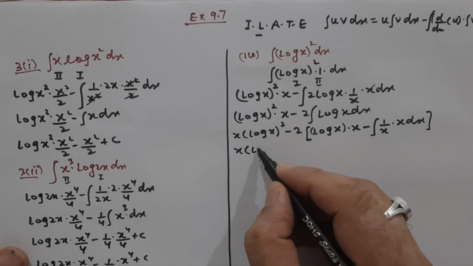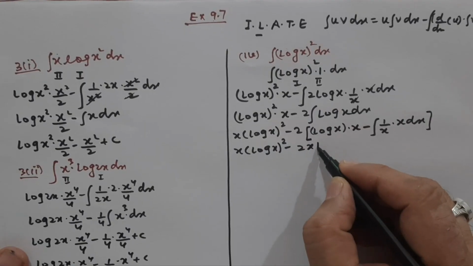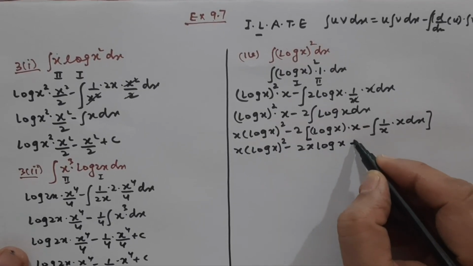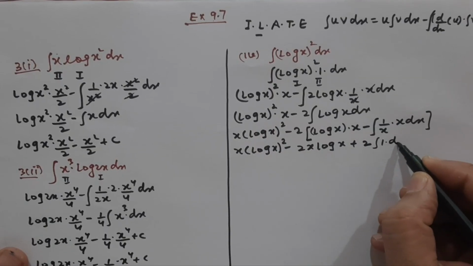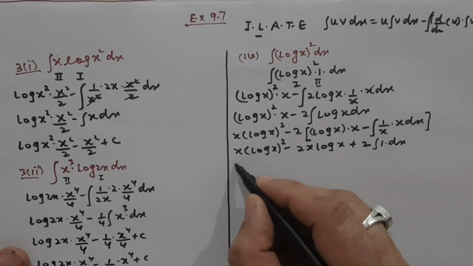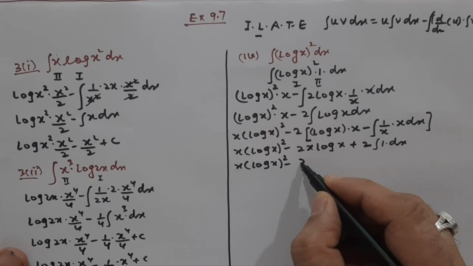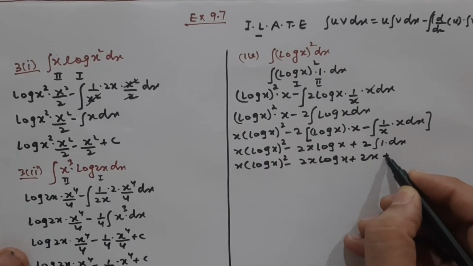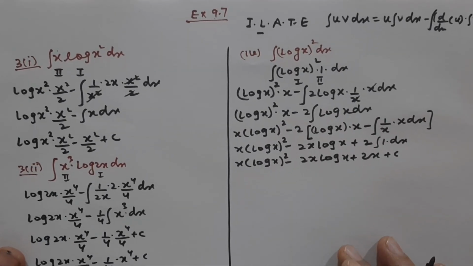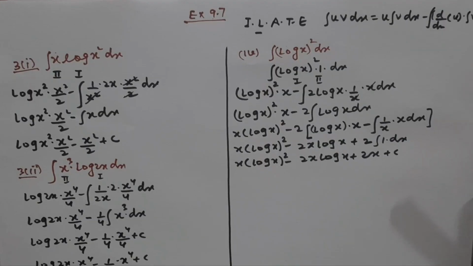So we get x (log x)² minus 2 times (x log x minus the integral of 1 dx, because x gets cancelled with x), so we are getting x (log x)² minus 2x log x plus 2x plus c. So students, this is the answer of this part. This is the fourth part, students. Now let us move to the next part.